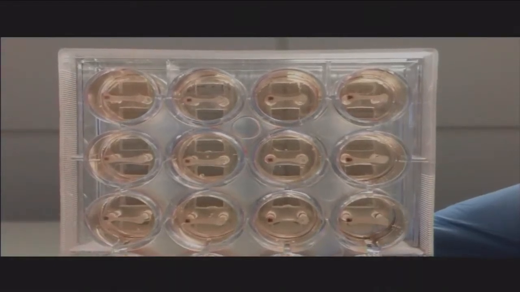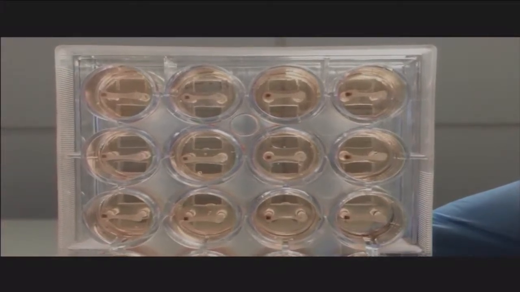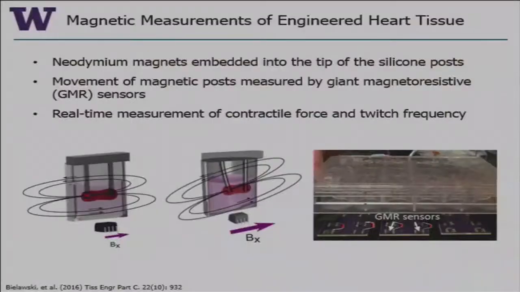Now, we've developed some optical techniques to analyze all of these tissues at once in a 24-well format, but we've also done this magnetically, where we've used the movement of that magnet in the tip with a magnetometer to measure that change in magnetic field. So we have these GMR, giant magnetoresistive sensors underneath here that can detect the change in the magnetic field as these posts are being bent by those heart tissues. So we've been able to do this for real-time measurements of this contractile function as we tried out different drugs in a 24-well dish.